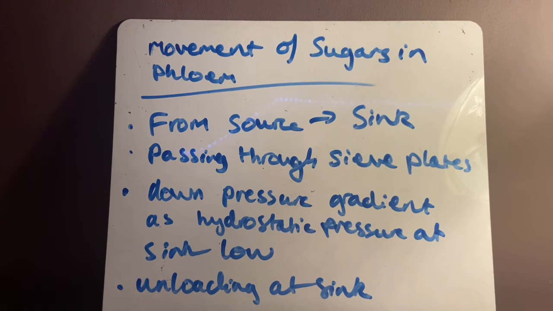Movement of sugars in the phloem. They go from the source to the sink by mass movement, passing through the sieve plates down the pressure gradient because the hydrostatic pressure at the sink is low and there's unloading at the sink.